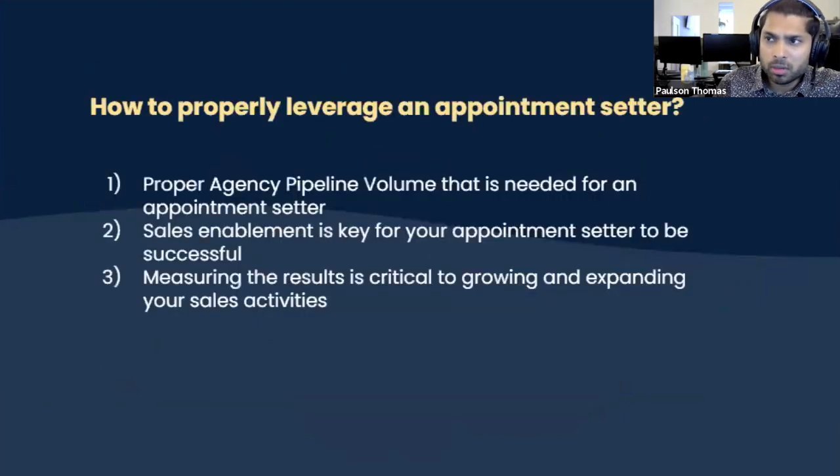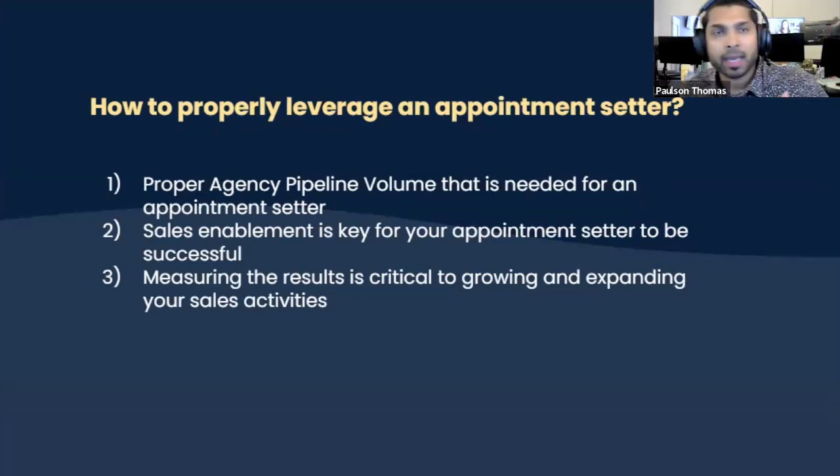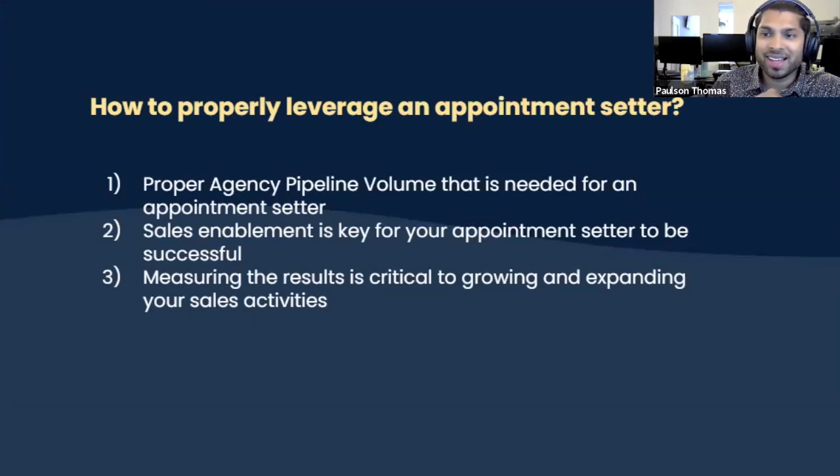Okay, so a couple of things that I want you guys to pay attention to, on how to properly leverage an appointment setter. The first thing you want to pay attention to is the pipeline that you have, and really understand whether an appointment setter has enough work, right? If they don't have enough work and they're just setting up random leads for you, and you don't have the capability of measuring that volume, you're going to find yourself in trouble, right? Because the appointment setter is not going to have much to do. So the first thing to pay attention to is the volume that is required, okay?